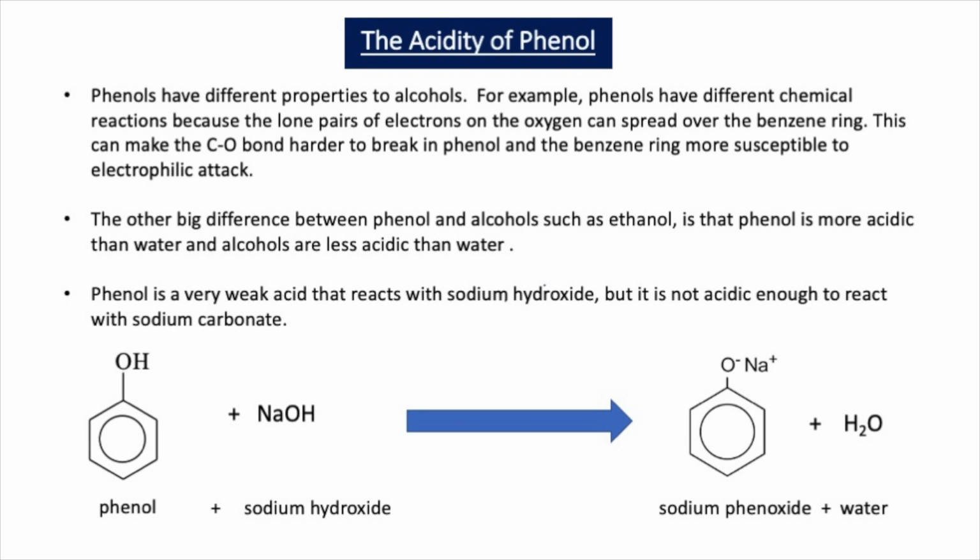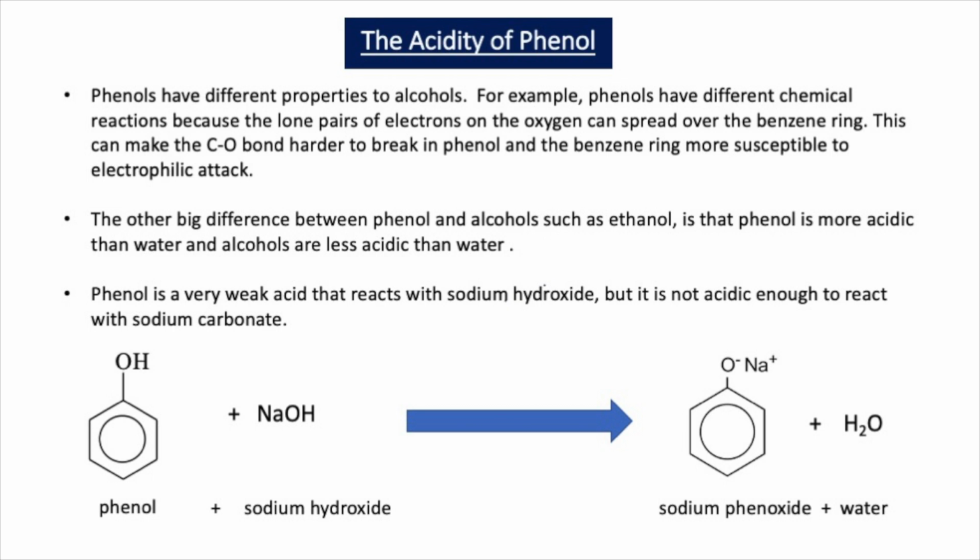Now, phenol is more reactive towards electrophiles than benzene because lone pairs of electrons on the oxygen can get delocalized into the ring, and therefore the ring becomes more attractive to electron pair acceptors. Now, the other big difference between phenol and alcohols such as ethanol is that phenol is more acidic than water and alcohols are less acidic than water.